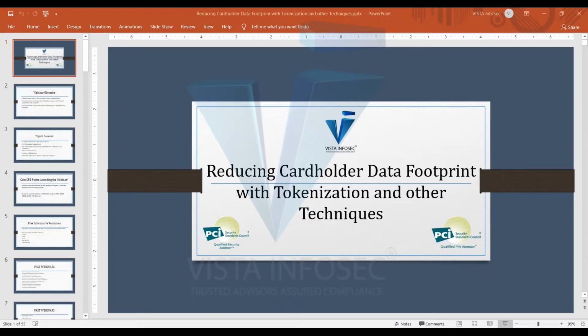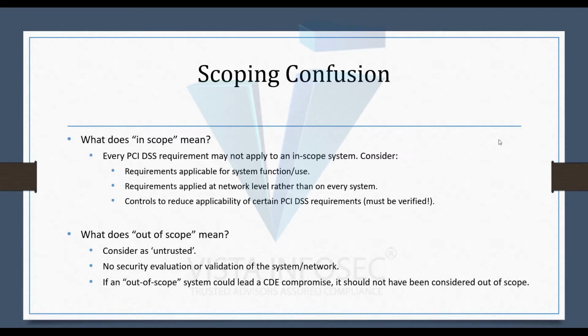There are some requirements that are only there for some. So not all requirements are applicable for all systems, and requirements applied at the network level rather than on every system which is there. So there are some requirements only applicable for some system or function or use. So for example, there are some requirements meant only for, say, the development environment.